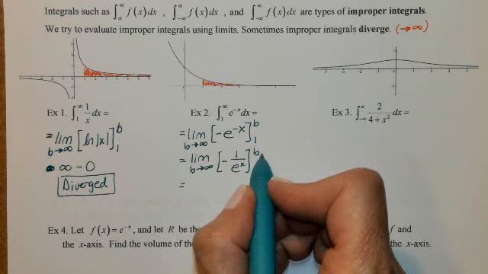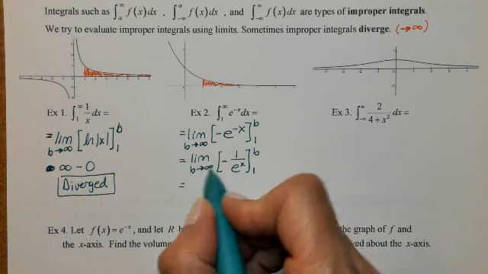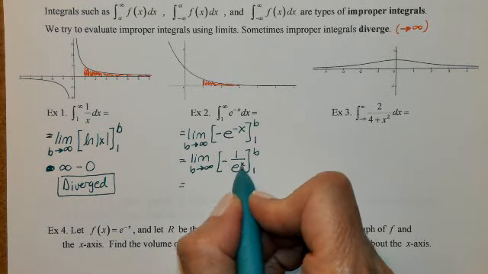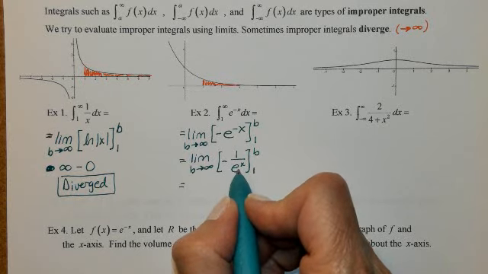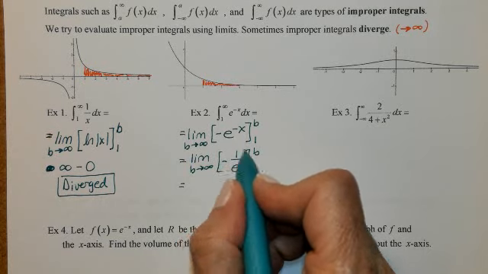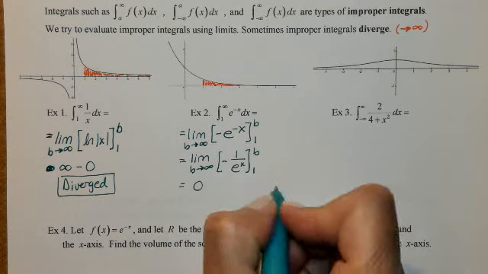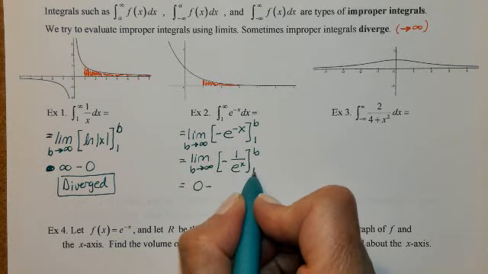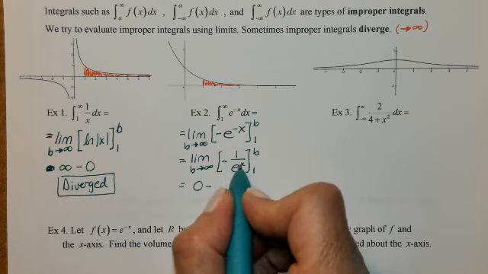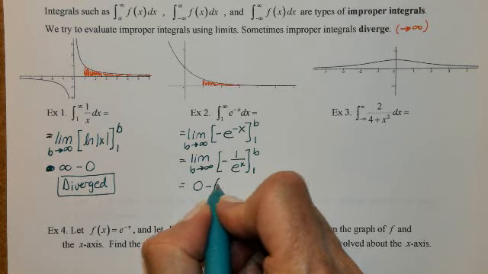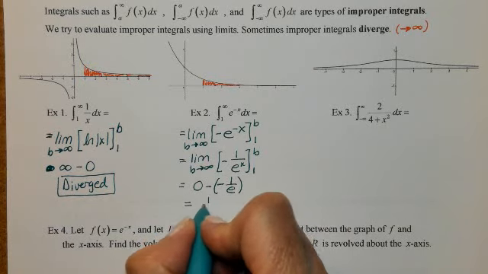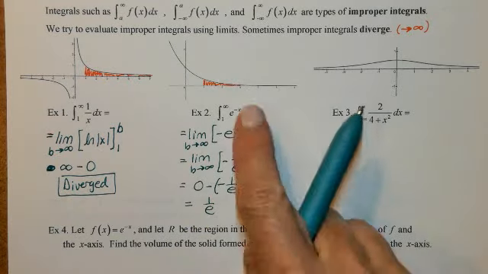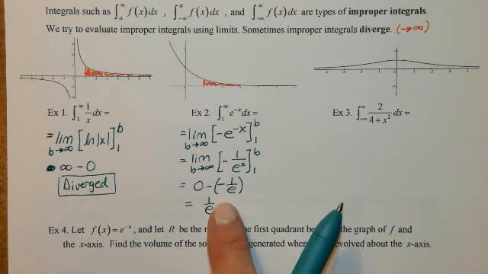Alright, so now put b in for x and let b go to infinity. The bottom is going to infinity, so 1 over infinity is going to 0. So this whole thing is going to 0. Minus, now put 1 in for x. Minus a negative 1 over e, right? So this is 1 over e. So this area is 1 over e.